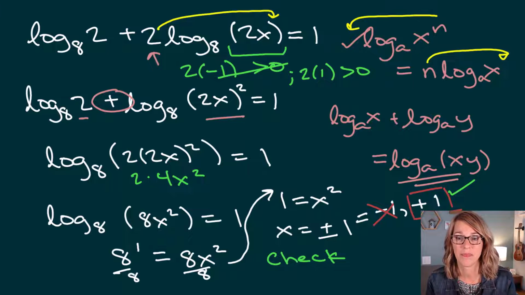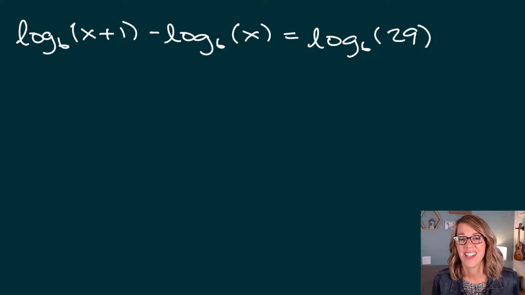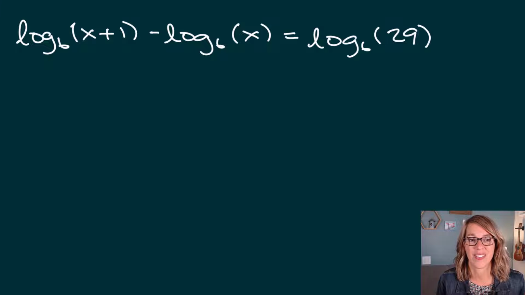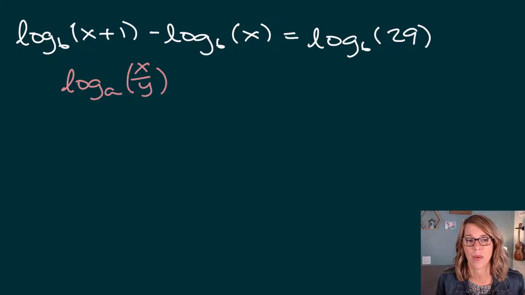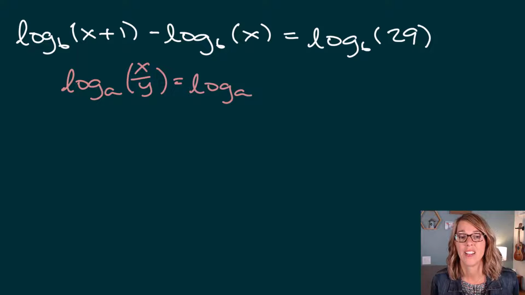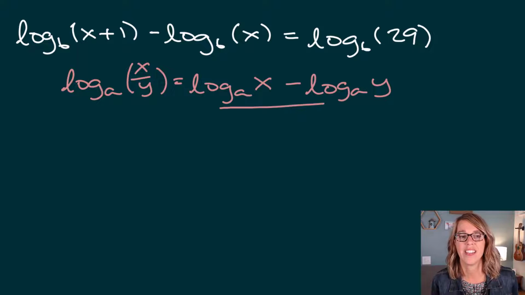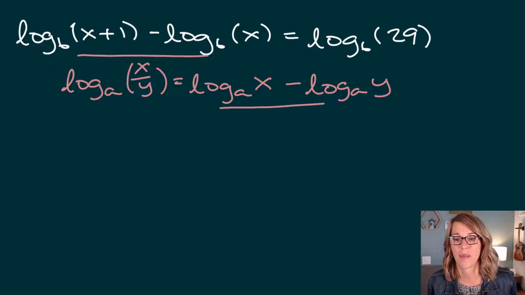Let's do another example. So in this one, I've got 3 logarithms. I've got log base 6 of x plus 1 minus, we're going to use another property there, log base 6 of x equals log base 6 of 29. So I'm going to apply this property. So this property says the log of a quotient, x divided by y, is equal to the difference of logarithms. That's going to work great for us. Log base a of the numerator minus log base a of the denominator. So what we have is the right-hand side of that property.